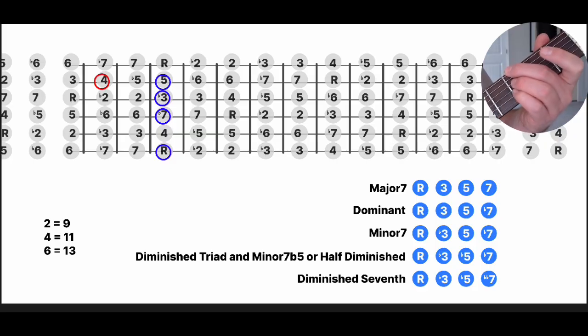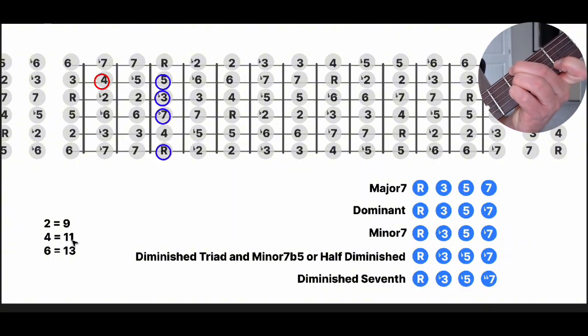Similarly, I could do something like this. What would that be? We have our minor 7 chord, and then we're adding the 4th interval, which is the 11th. So this is a minor 11 chord now. Of course, we wouldn't be playing this 5 anymore. We would play it like that.